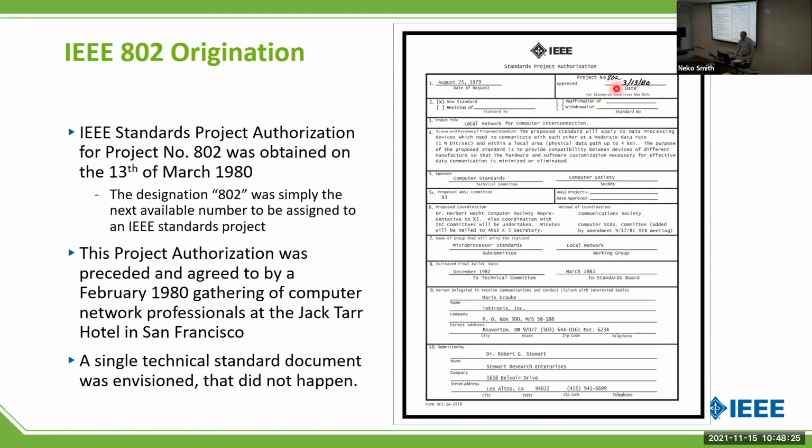Some people say, well, the reason is 802 is the second month of 1980. That's when the first meeting actually happened, back in February 1980. No, it's just the next number in the line.